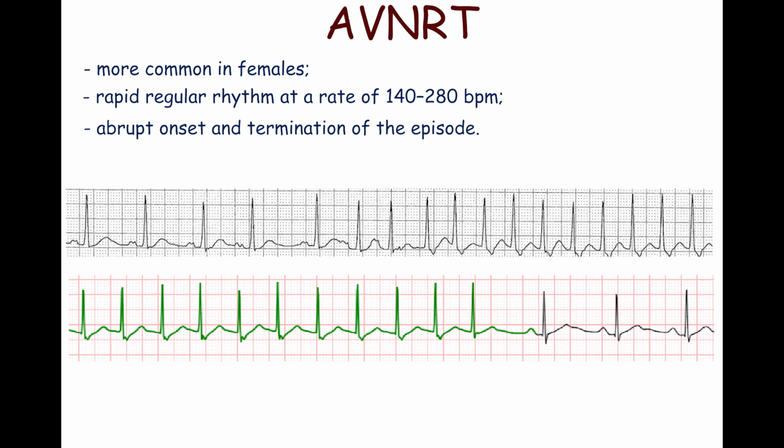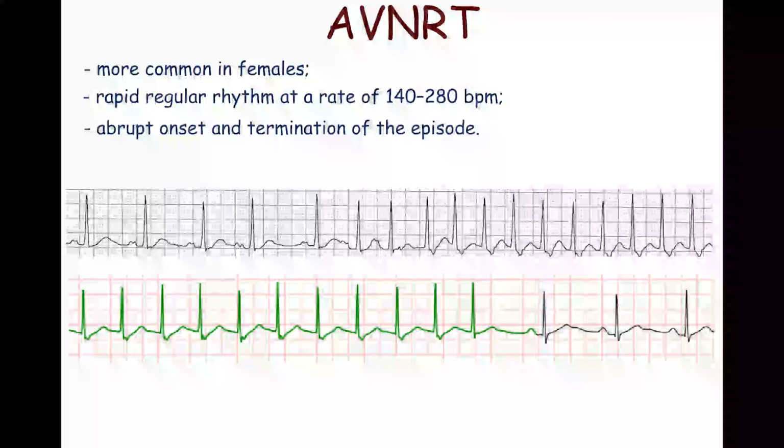Atrioventricular nodal reentrant tachycardia is more common in females. It usually manifests with rapid regular palpitations at a rate of 140 to 280 beats per minute. There is an abrupt onset and termination of the episode. There are several forms of atrioventricular nodal reentrant tachycardia.